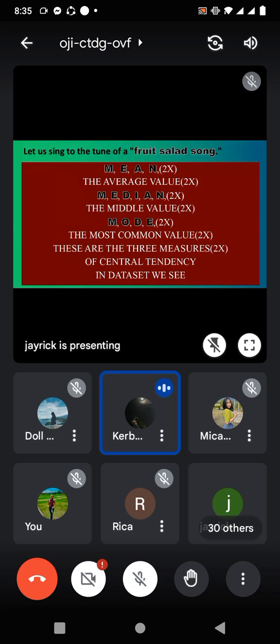Mean, the average value. Median, the middle value. Mode, the most common value. These are the three measures of central tendency in a data set we see. Very good. Okay, so please give them a virtual clap.